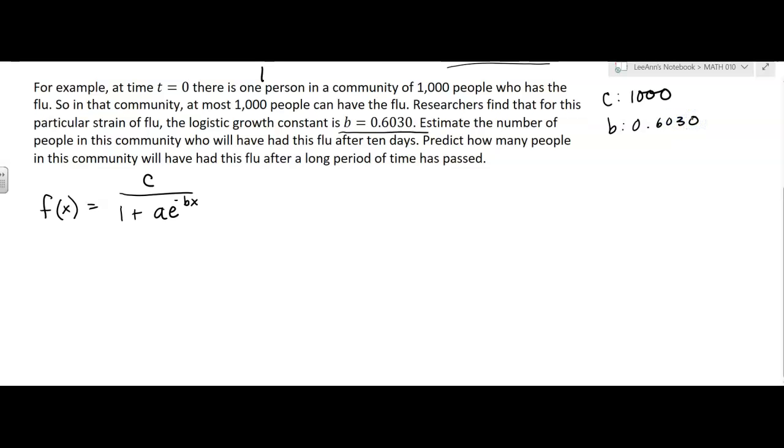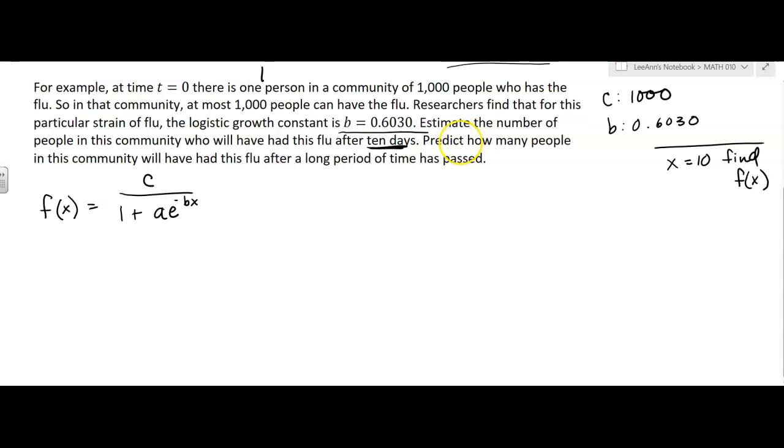They went and did the research, and that's what they found. Estimate the number of people in this community who will have the flu after 10 days. So eventually we want to find f of x when x equals 10. That's the situation that we're in. We're also going to predict how many people in this community will have this flu after a long period of time has passed. So they want us to do two things.